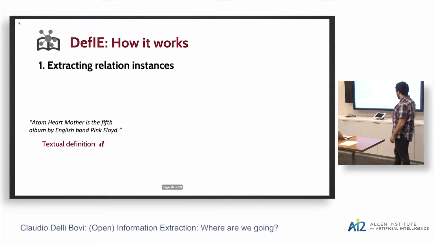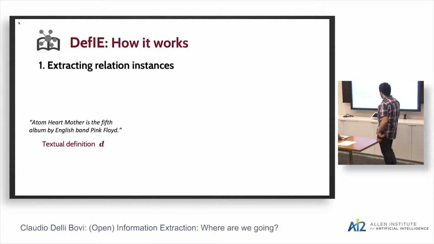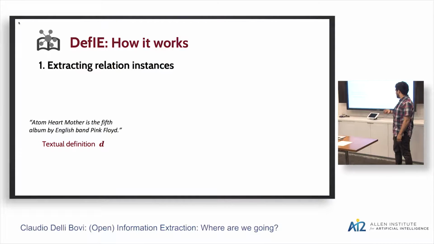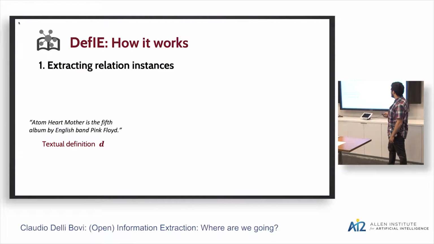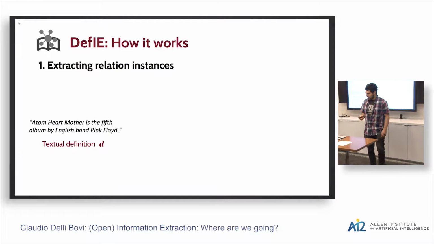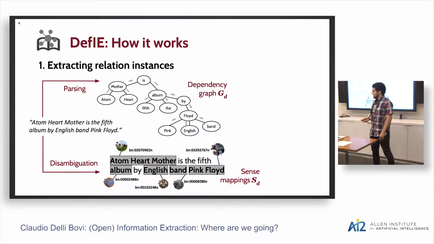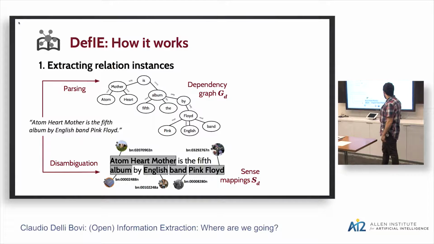Let me show you with an example how the pipeline works. So basically, we start from a definition: Atom Heart Mother is the 5th album by English band Pink Floyd. First thing we do is we perform both parsing and disambiguation in order to obtain a dependency graph for the sentence and a set of sense mappings for the sentence, meaning a mapping from fragments of the input text to BabelNet synsets in this case, because we're using BabelNet.